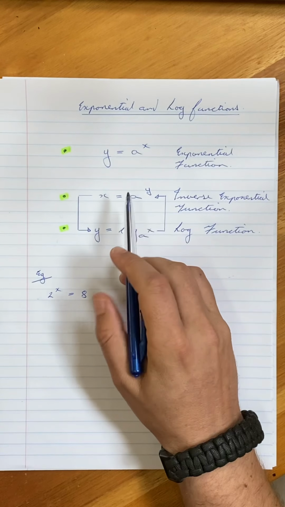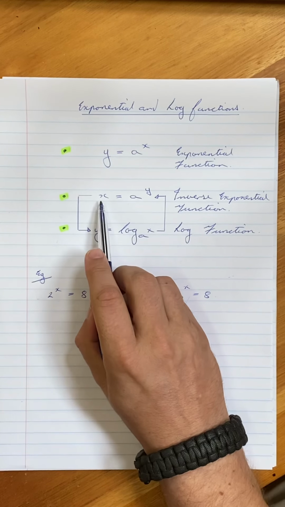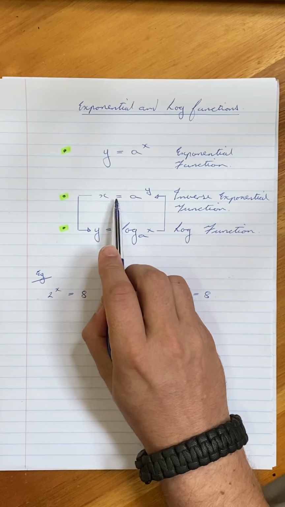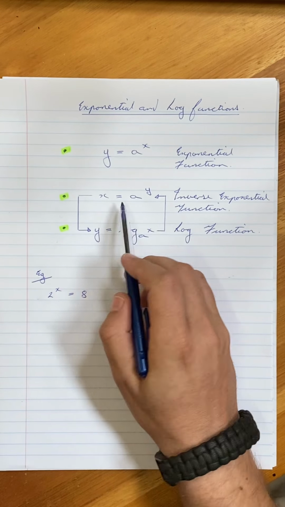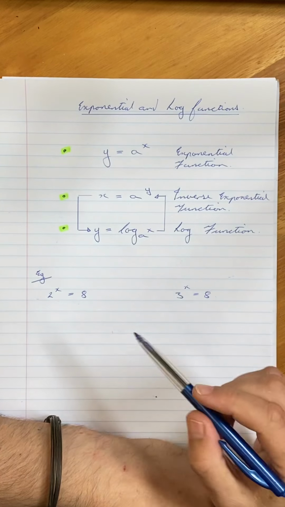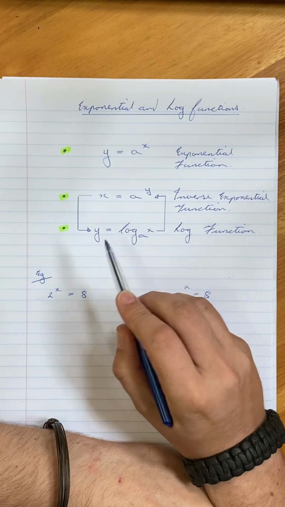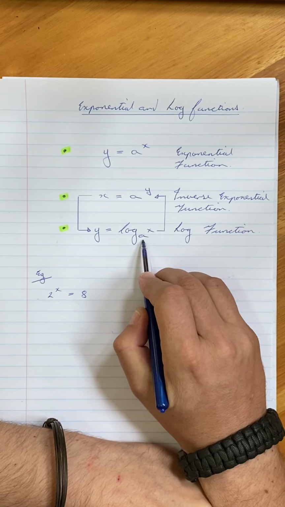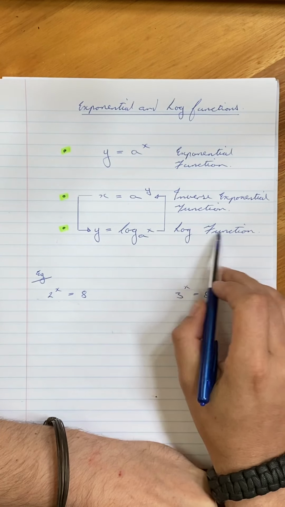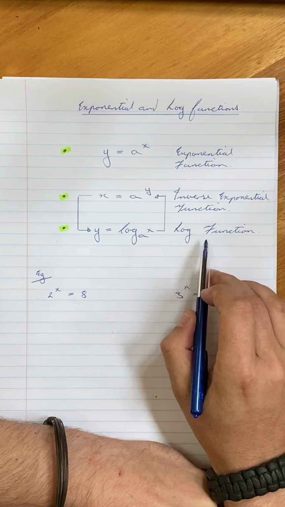But now here comes the problem. We never write an equation as x equals something. We always write it as y is equal to something. And what we can do is get the y on its own, like this, and we say y is equal to log x base a, all right? And now this is a logarithmic function.